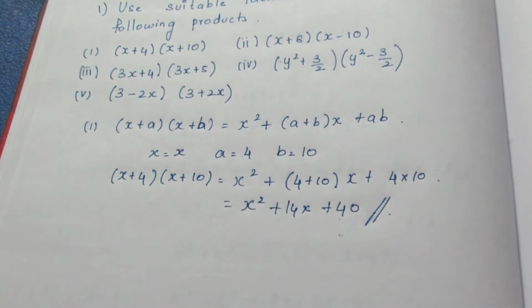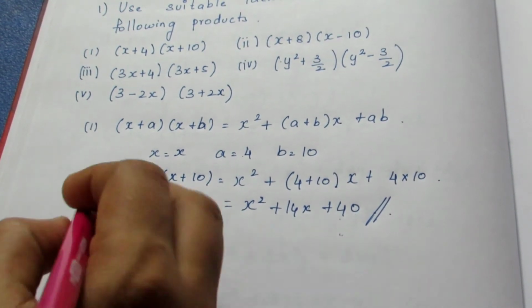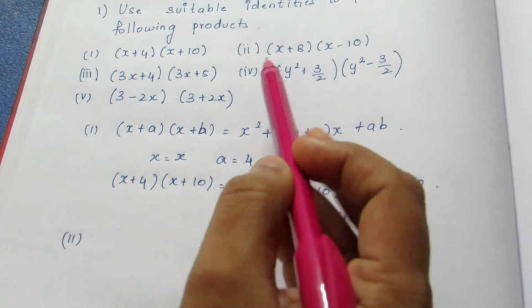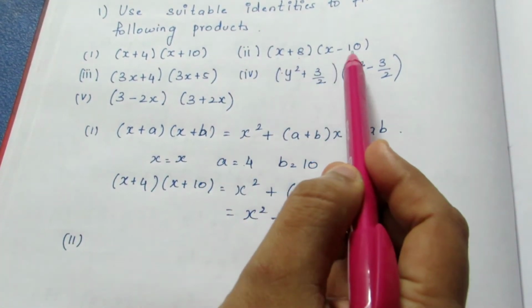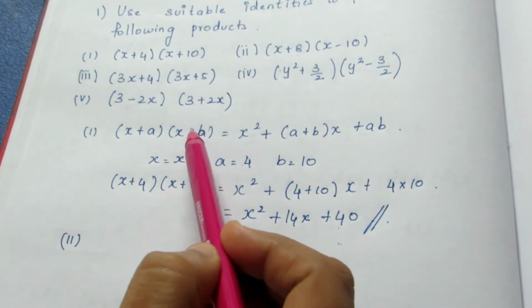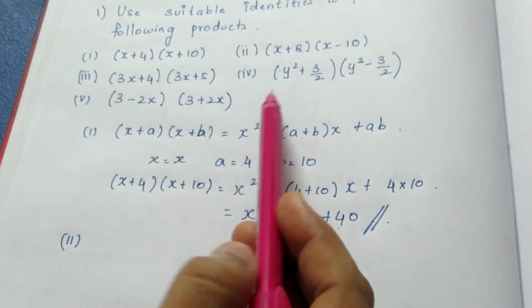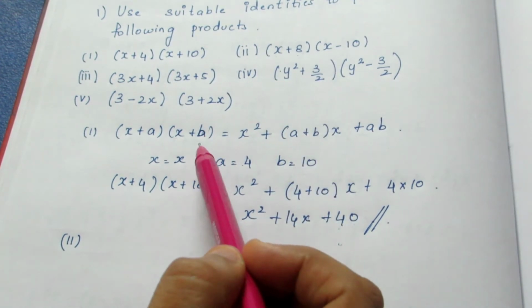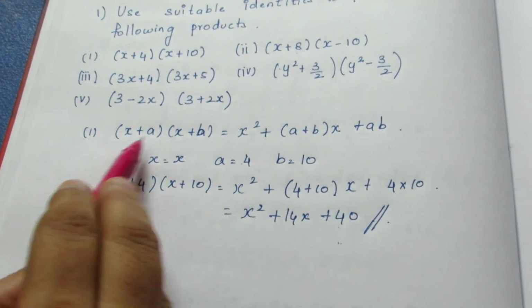So we'll move on to the second one. In the second question, it's given as x plus 8 into x minus 10. The same formula. The first one is same, but the second one is different. Here they have given a minus sign. If a minus sign is there, write it wherever necessary. We know the formula is the same.